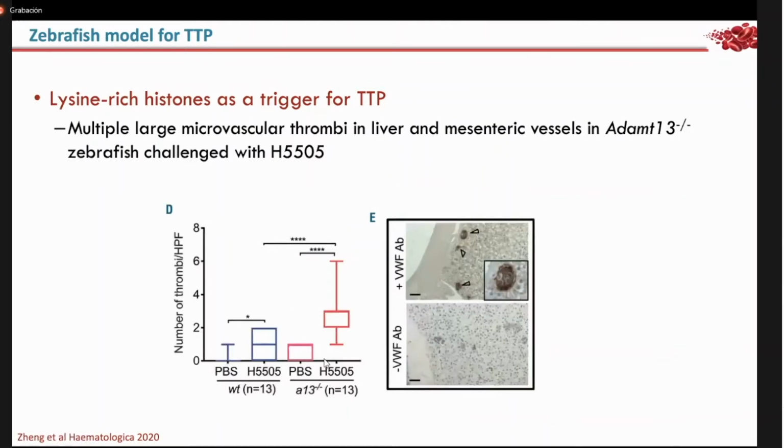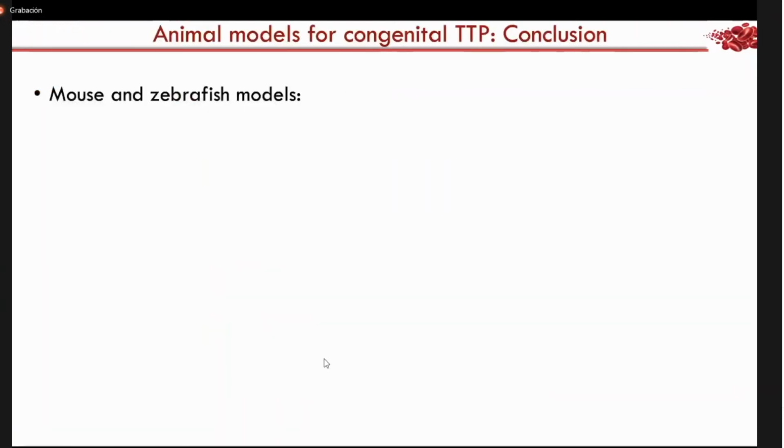They also looked for microthrombi, and they found large microvascular thrombi in the liver, and in the mesenteric vessels of these knockout zebrafish after induction with the histones. And here you see a staining of the tissue for VWF, and you see that the microthrombi are again positive for VWF, which is typical for a TTP microthrombus.